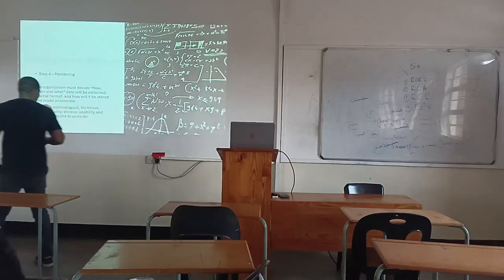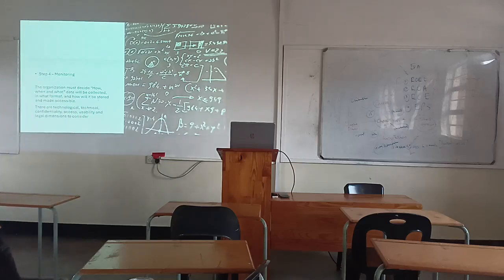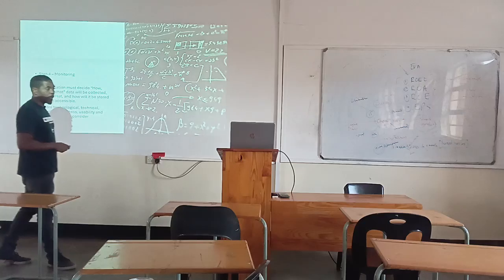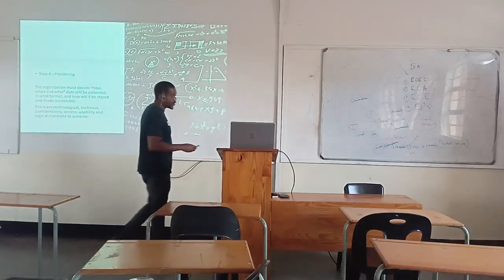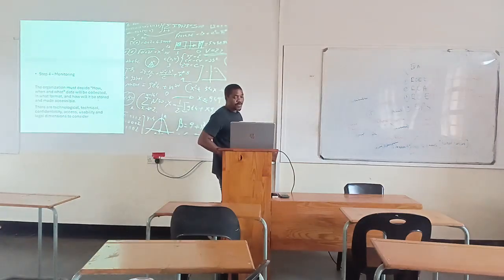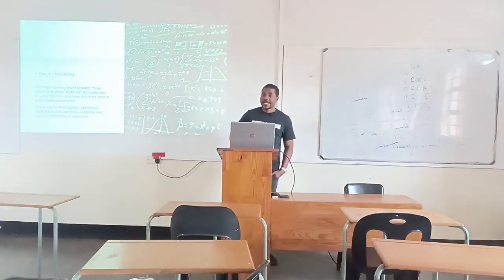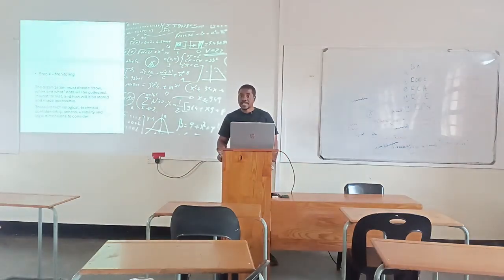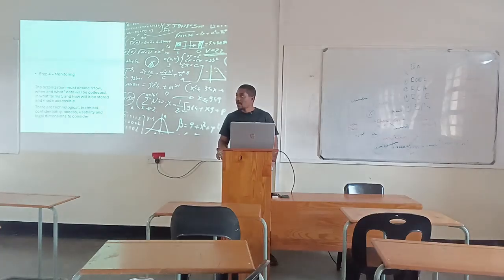So here there are technological and technical, confidentiality, access, usability, and legal dimensions to consider. Because information can be used by various people against us or for us. Yeah? Information that is used to measure performance of others must be kept well, safely. Otherwise, that information is confidential information.